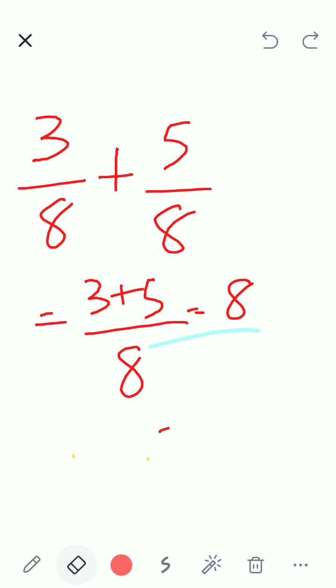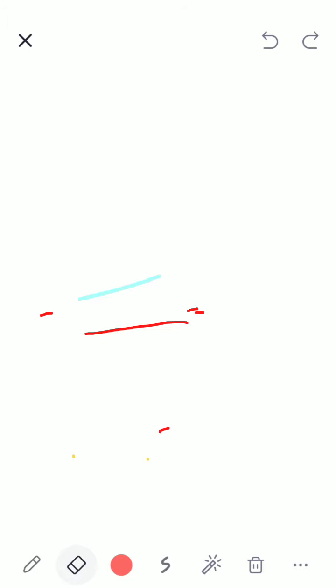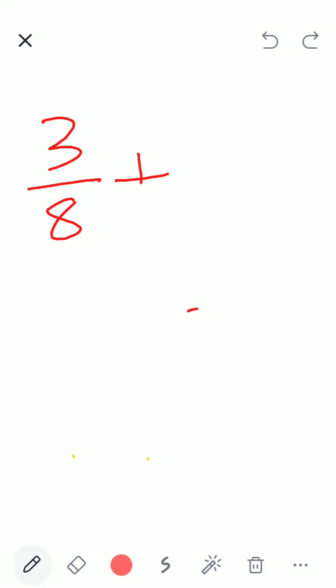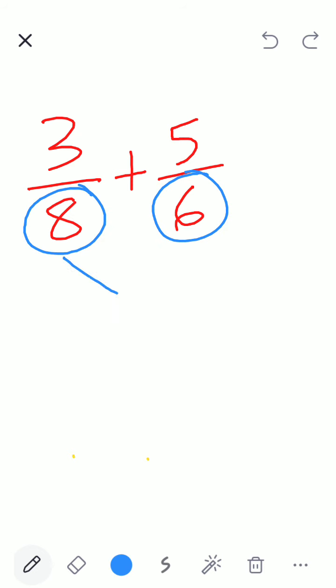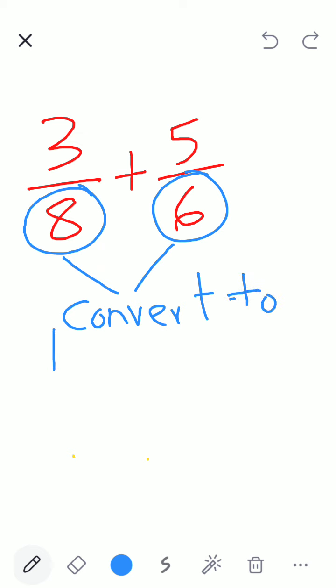Now suppose I change this and write 3 by 8 plus 5 by 6. Now what will you do? Are these like fractions or unlike fractions? Unlike fractions. Yes, the method is the same. Convert to like fractions.